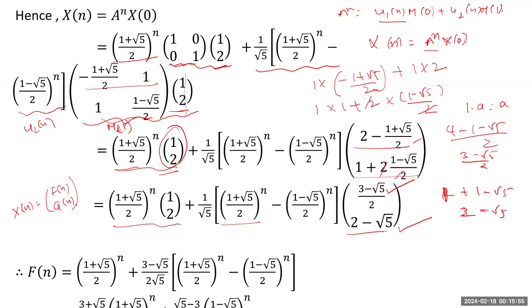So simple, after simplification, you will get 3 plus root 5 over 2 times root 5 times 1 plus root 5 over 2 to the power of n, and root 5 minus 3 over 2 times root 5 times 1 minus root 5 over 2 to the power of n. Right? So whatever the method you are using, the solution is the same. So this is the solution for the Fibonacci sequence by using the Putzer method.